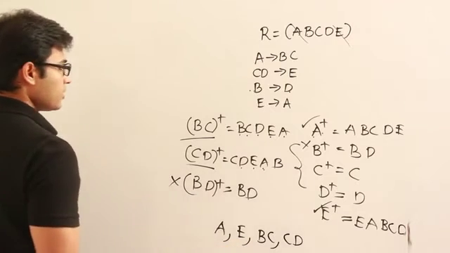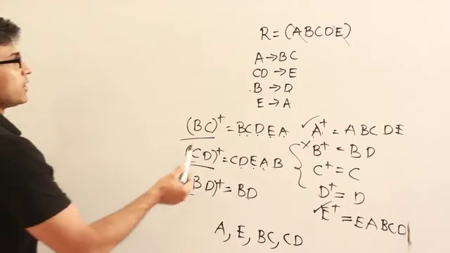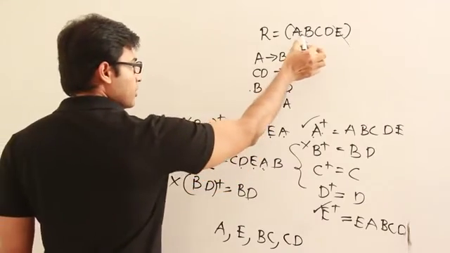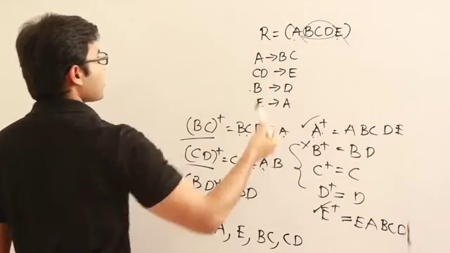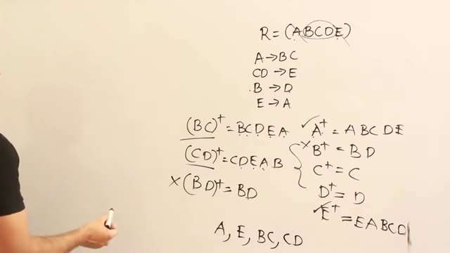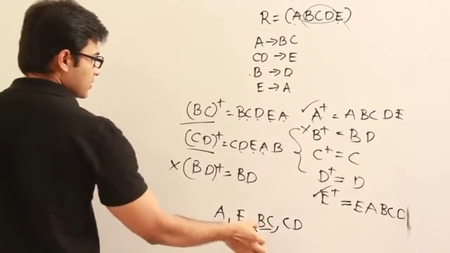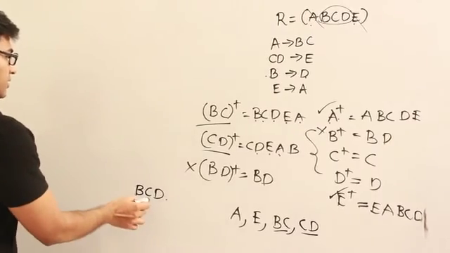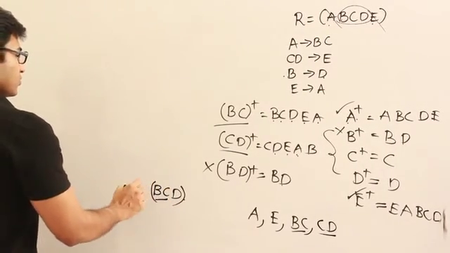Now I want to find out the 3 attribute keys. The only possibility is BCD, because A is a candidate key and E is a candidate key, so you cannot include them. We already know that BC or CD are both already candidate keys. Therefore, it cannot be a candidate key. It has to be a super key.